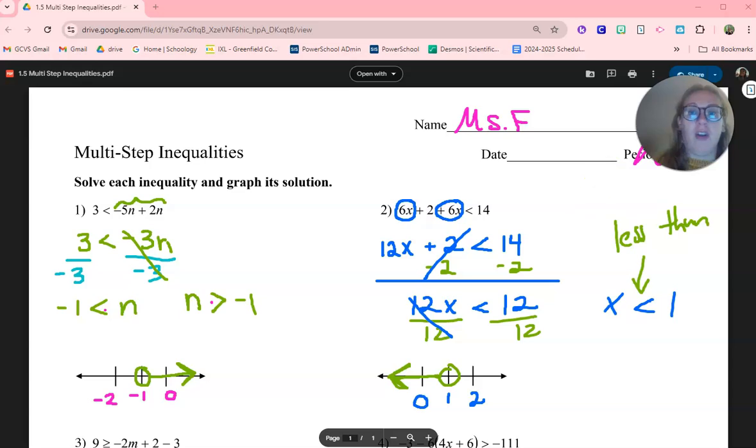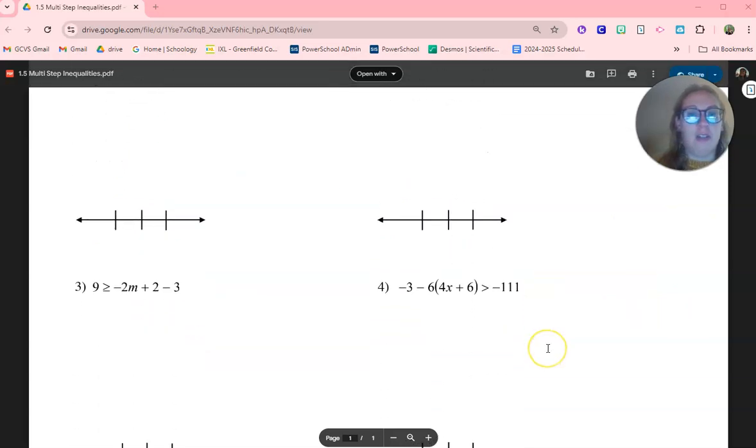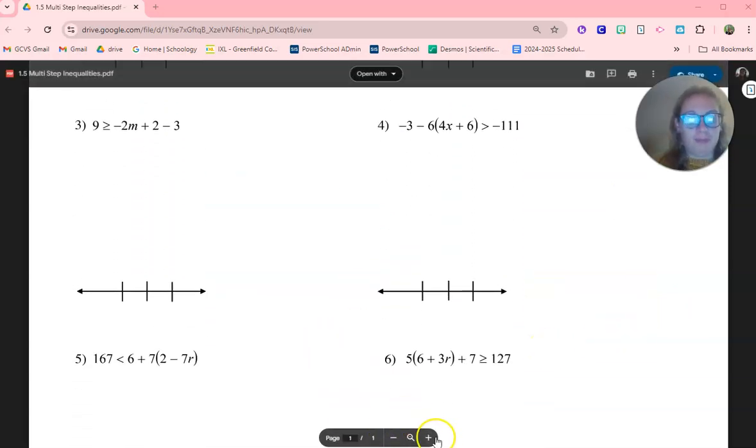So make sure you got all that. I have to erase the board in a second, so I'm going to clear this drawing, and we're going to move on to question 3 and 4. Okay.